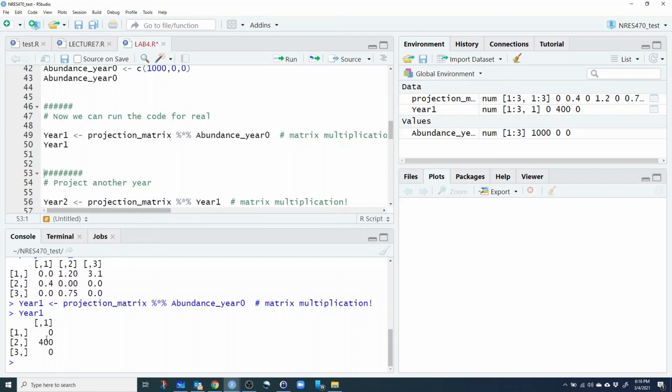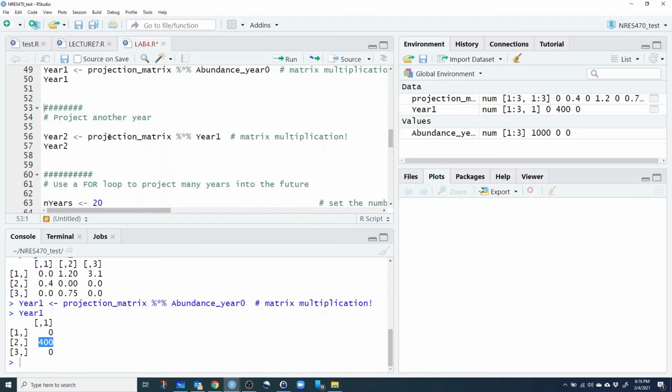Those 1,000 hatchlings, some of them survived and became juveniles, and that's all that happened, because if you look at this matrix, juveniles have no ability to produce offspring next year, so there's no offspring next year, and juveniles can't transition into adults, so this makes sense. There's only juveniles in the population right now, or there's only stage 2 individuals in the population right now.